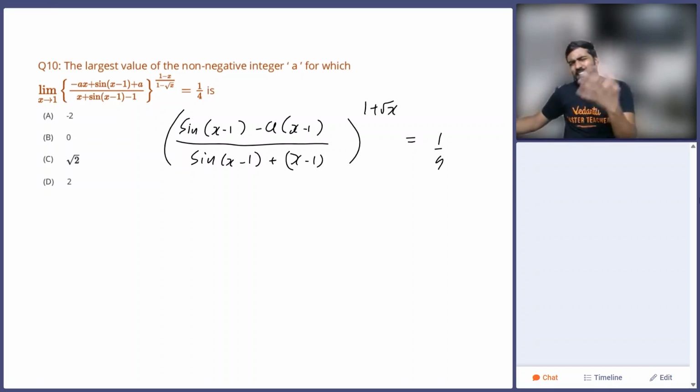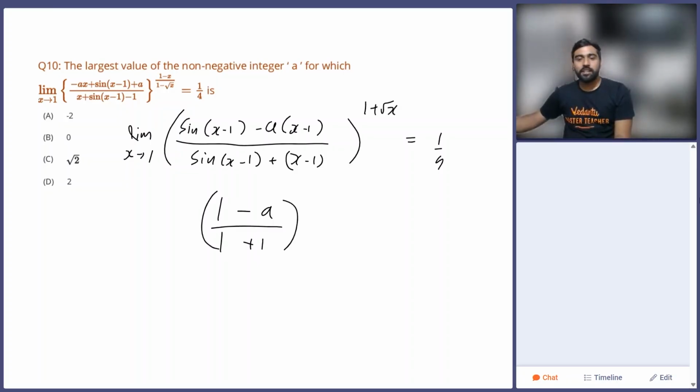Here, doesn't it give you a very good feeling? I can see x minus 1, just divide by x minus 1 throughout. So when you divide by x minus 1 throughout, directly you will get sine of x minus 1 upon x minus 1, 1 minus a, divided by 1 plus 1 whole power, 1 plus 1 equals 1 by 4. So what do you have? You have 1 minus a whole square divided by 4. I will cancel, equals 1.